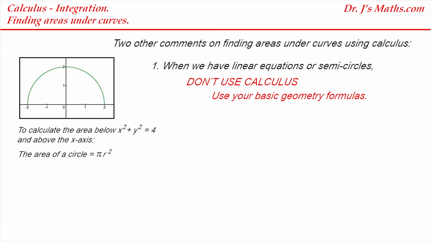Now the area of a circle we just talked about is pi r squared, so the area of the semicircle here is pi over 2, and the radius of our circle is 2, square root of 4. So we've got pi times 2 squared over 2, which is 2 pi units squared. Don't use calculus. Use your geometry. Much easier.